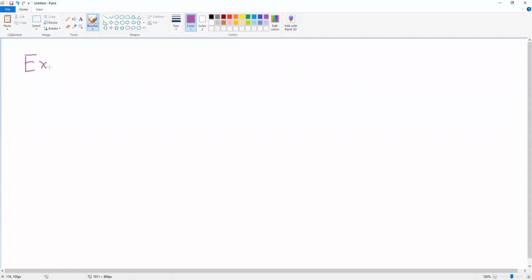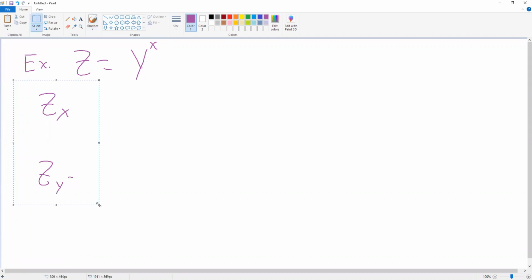Let's see. Could probably throw a screwball at you guys. Here's a screwball. Some people can't hit screwballs because they're annoying. D is equal to Y to the X. And I want you to find the partial with respect to X. No, I want you to find the partial with respect to Y. Actually, let's stop using this notation. Let's go back to the Leibniz.